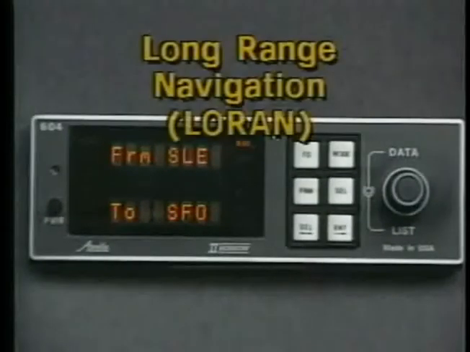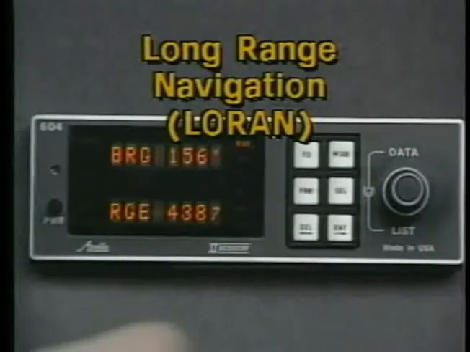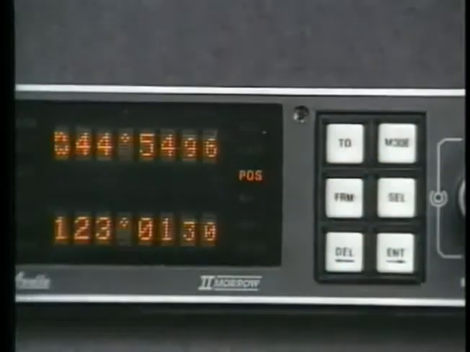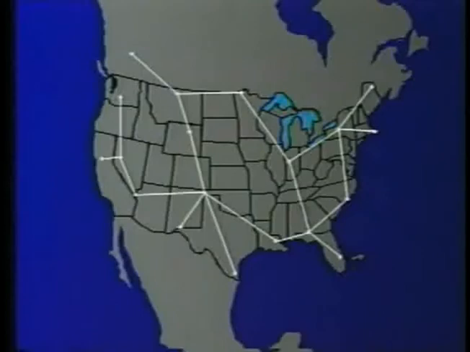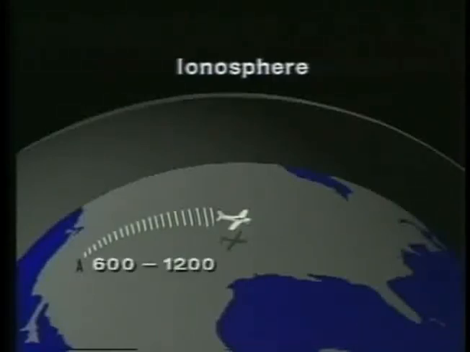Now let's look at another form of area navigation called long-range navigation, or Loran. This system also lets you fly directly to your destination, but with Loran, you don't have to create waypoints. Instead, it uses a network or chain of stations which transmit low-frequency signals in the 90 to 110 kilohertz range. These low-frequency signals follow the contour of the Earth in the form of a ground wave and have a reliable reception range of 600 to 1,200 nautical miles.